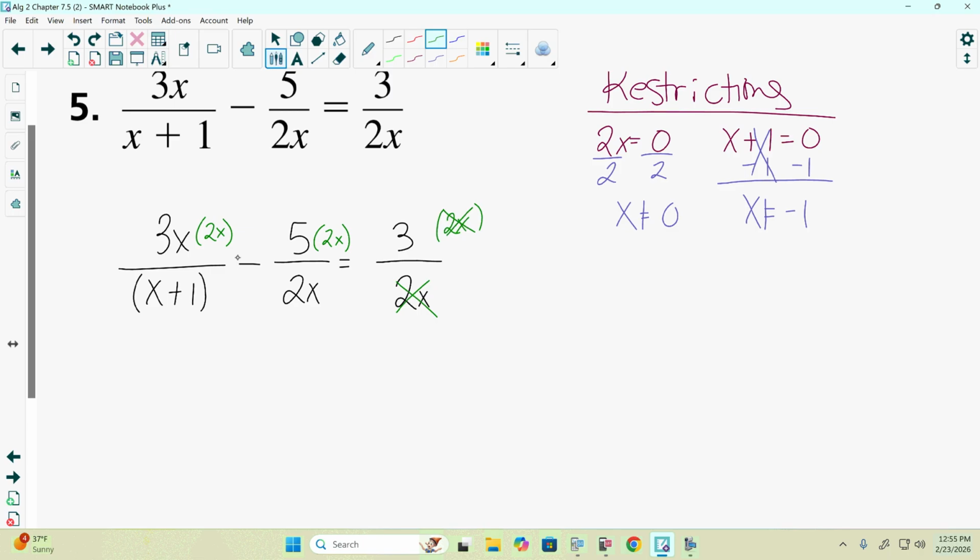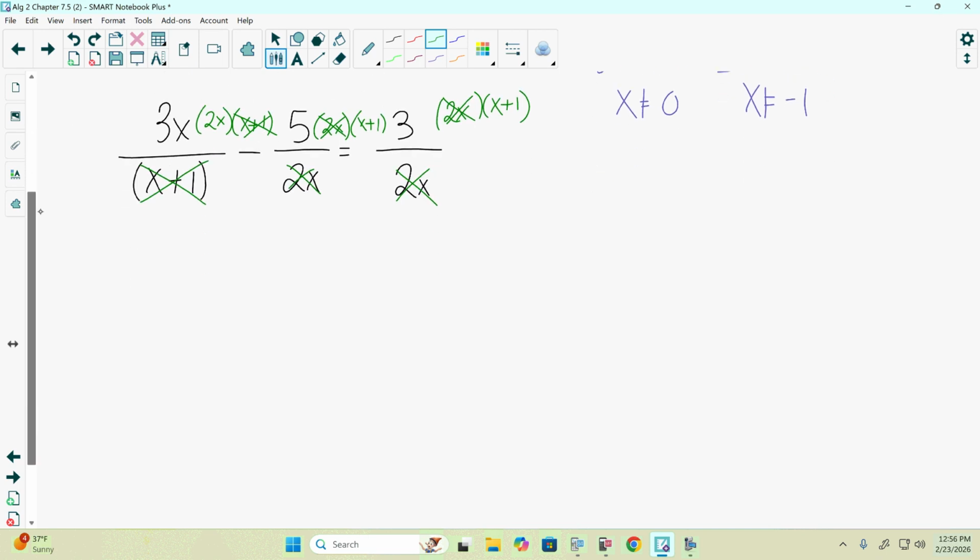If we look at the middle term, that 2x and this 2x would also cancel. So we don't need it more than once, because just multiplying it through once simplified those two fractions. Now our last fraction, 3x over x plus 1, that 2x will not simplify with the denominator. For it, we need x plus 1. So we're also going to have to multiply everything by x plus 1, so its denominator will simplify.